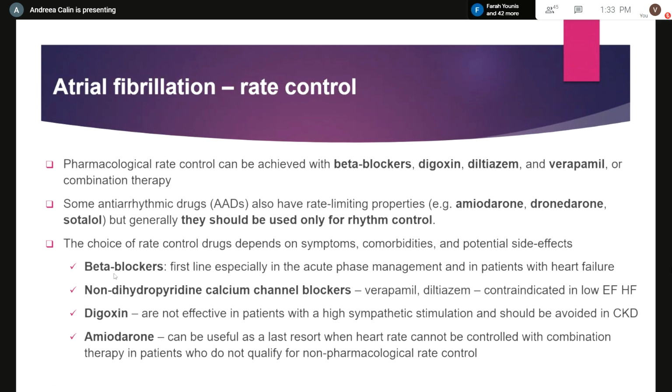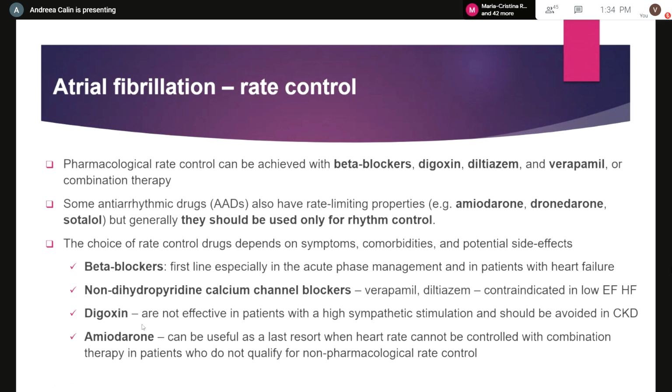The beta blockers are first line, especially in the acute phase, and also in patients with heart failure. The non-dihydropyridine calcium channel blockers, verapamil and diltiazem, are not indicated in low EF heart failure. And digoxin, you have to be cautious in patients with CKD. And also, this is not effective in patients that have a high sympathetic stimulation.